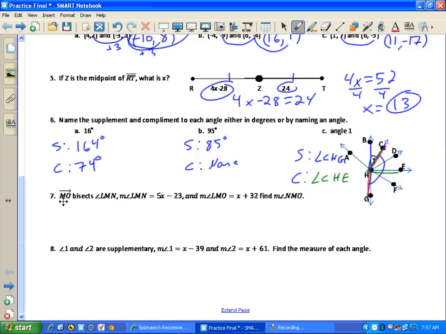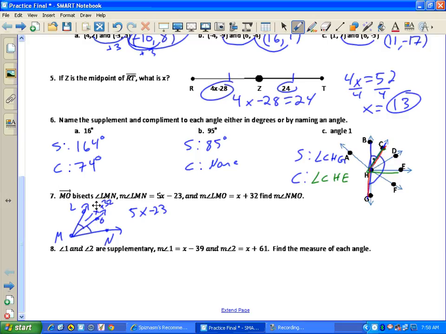All right, this one I want to draw a picture. MO bisects angle LMN. So I'm going to draw angle LMN first. L, M is my vertex, N. MO, so from M to some point O is bisecting, which means these are congruent pieces. LMN is the whole thing. So the whole thing is 5x minus 23. LMO is just this one. This one is x plus 32.